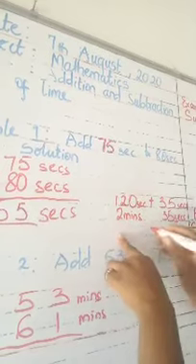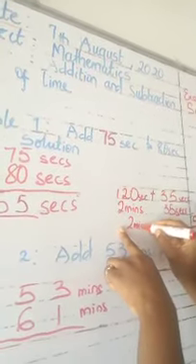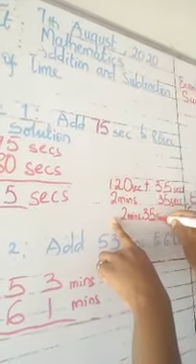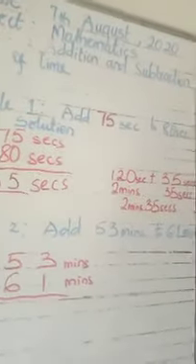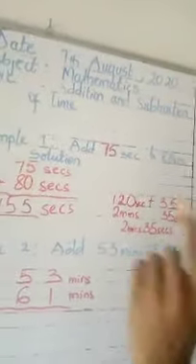So what do I have now? I have 2 minutes, 35 seconds. That's just it. Did you get it? I told you we're going to use our knowledge of changing units of time.